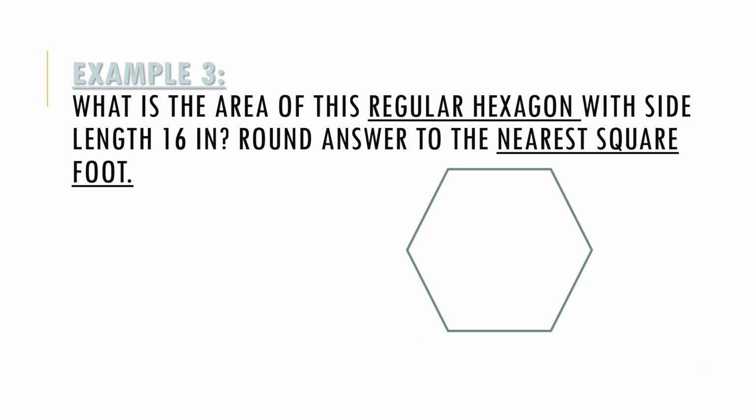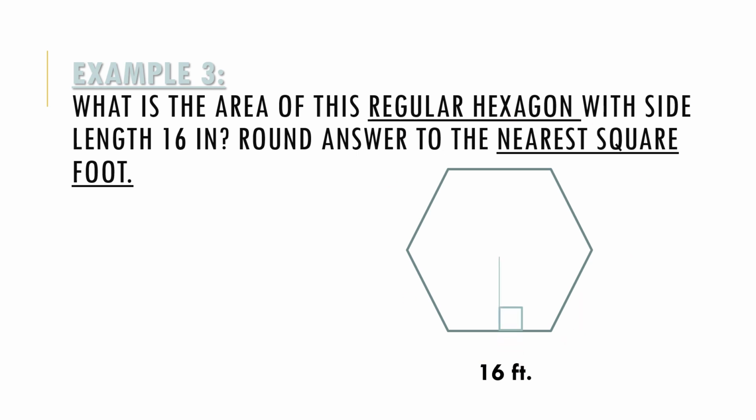All right, so our final example asks, what's the area of this regular hexagon with side length 16 inches? So let me put that 16 inches on the side length there. And we're going to round our answer to the nearest square foot on this one, which is a little bit different. So you might need to grab a calculator for this one with those square roots. So we know, right, that we're going to need the perimeter, which should be pretty easy to find because we have 16, so we'll just multiply it by 6.